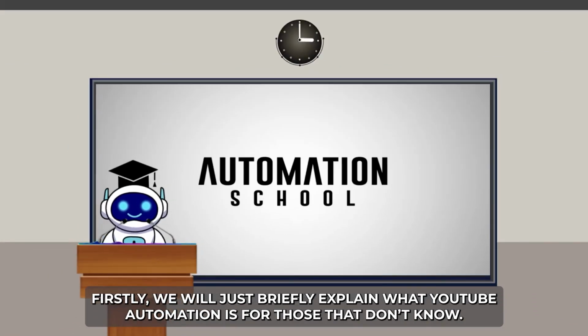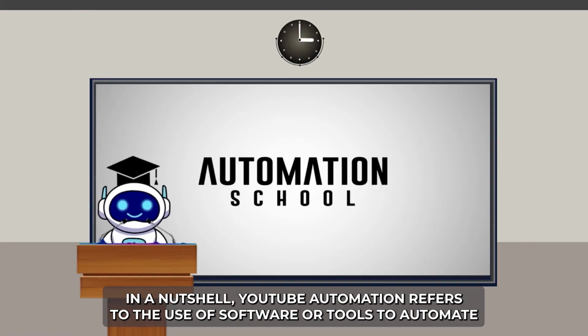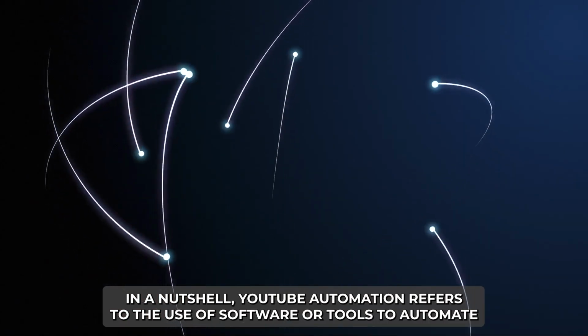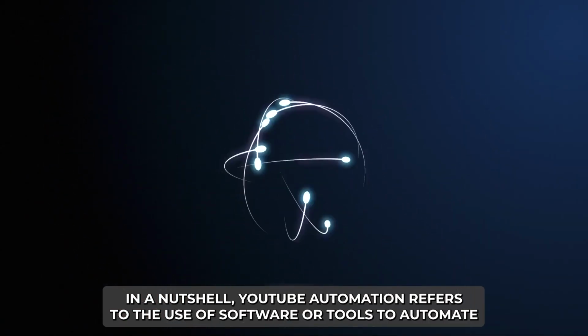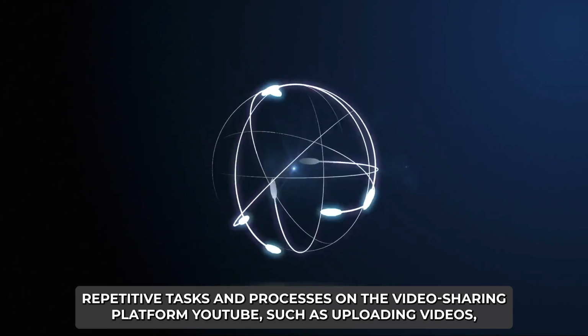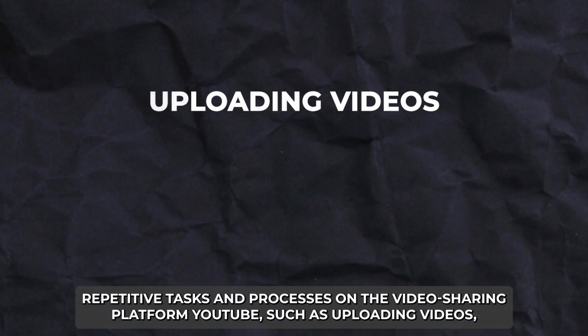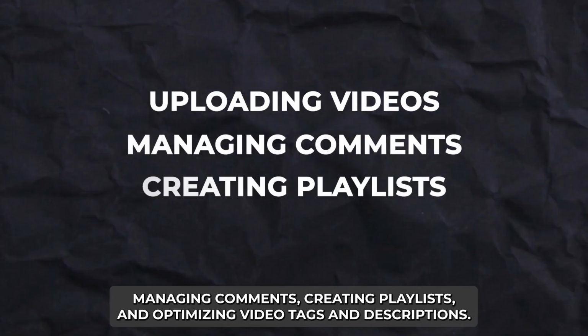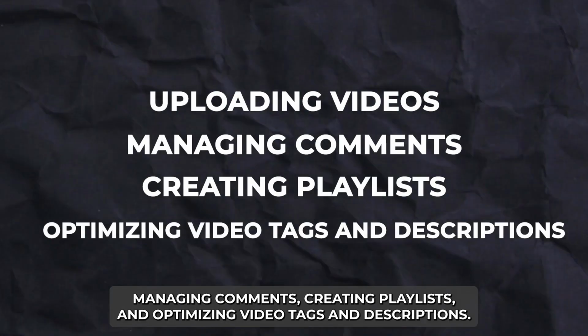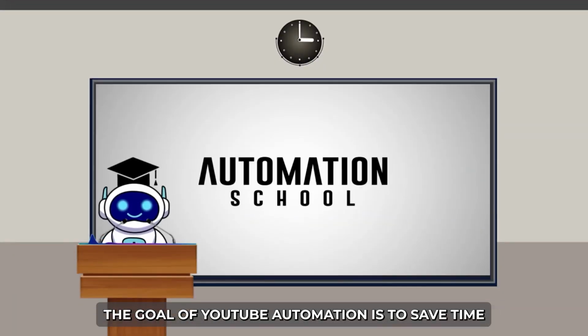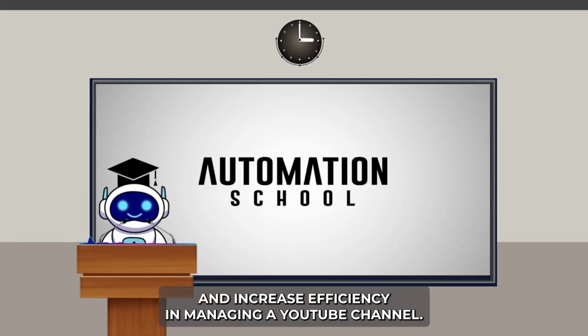Firstly, we will just briefly explain what YouTube automation is for those that don't know. In a nutshell, YouTube automation refers to the use of software or tools to automate repetitive tasks and processes on the video sharing platform YouTube, such as uploading videos, managing comments, creating playlists, and optimizing video tags and descriptions. The goal of YouTube automation is to save time and increase efficiency in managing a YouTube channel.